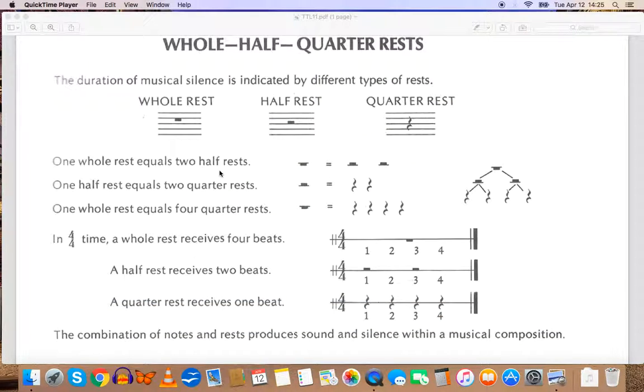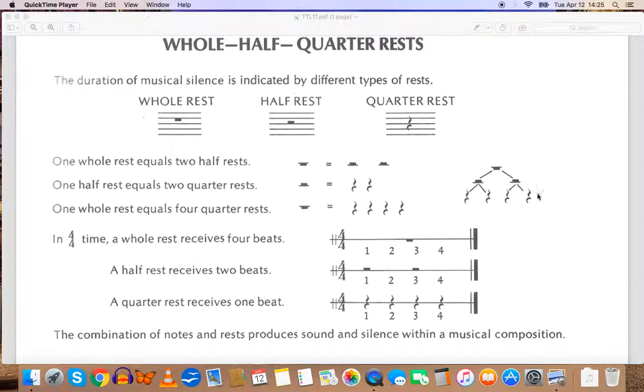So one whole rest equals two half rests. Here's where we get into the fractions part. All right, here's a whole rest. It's the same as two half rests. Now one half rest equals two quarter rests. So here's one half rest. It's the same as two quarters. Now one whole rest equals four quarters.